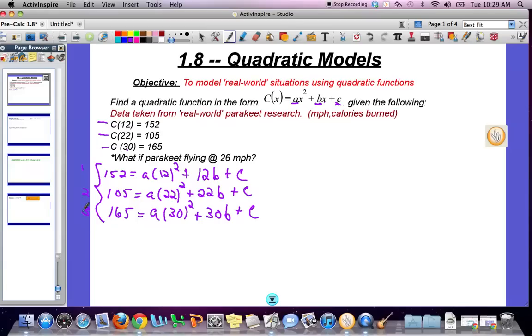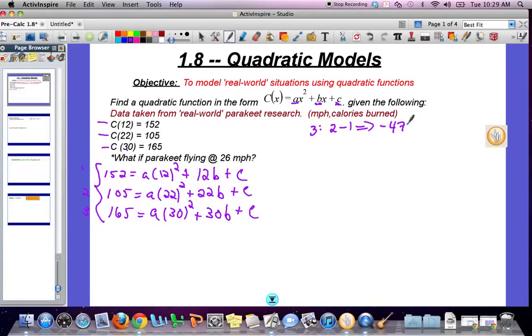So I'm going to make a new equation. I'm just going to call it 3. How I get it is 2 minus 1. If you do 2 minus 1, I'm going to need a little help now. What's 105 minus 152? Negative 47. The reason I'm doing it is because I'm going to eliminate my C's.